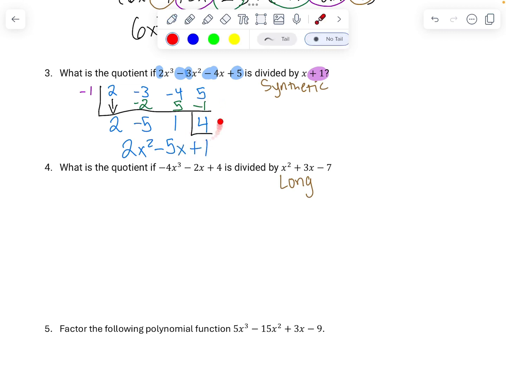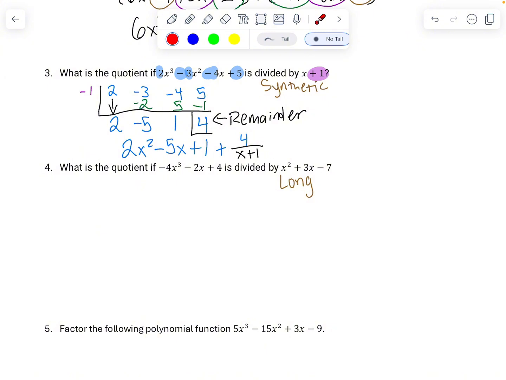But what do we do with this 4? This 4 right here is our remainder. And if you remember, for our remainder, we keep whatever the sign is, so plus 4, but we have to divide it by whatever we were dividing by, and in this case, it was the x plus 1 that was up here. So we have our normal pieces from this here, but whatever is the last number when we're dealing with synthetic division is always our remainder. And if we have a remainder, we put that remainder over whatever we were dividing by. So that is our final answer.